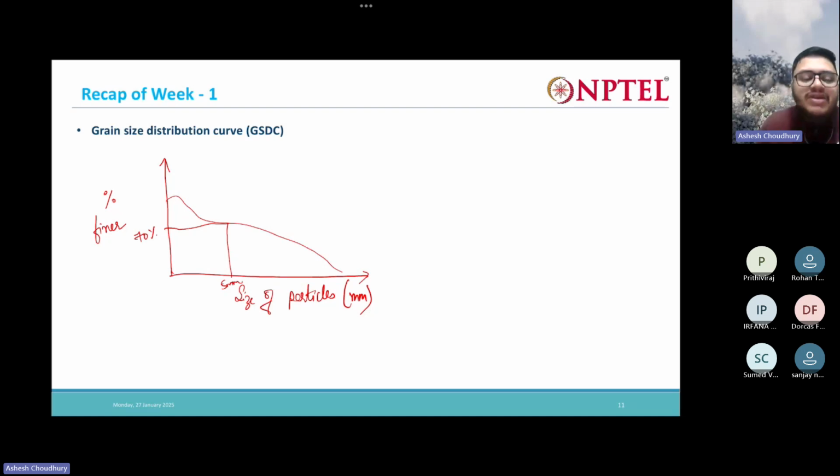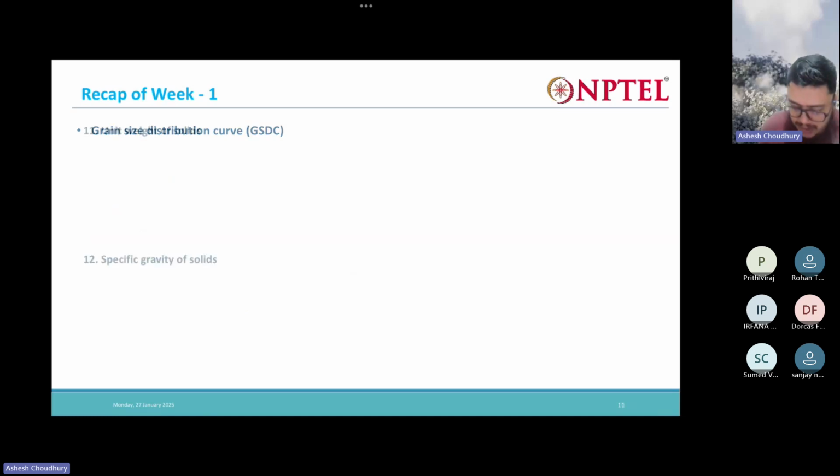Now that weight divided by the total weight, multiplied by 100, will give you the percentage of weight retained on each sieve. Now 100 minus that percentage is going to give the percentage finer, that is the percentage of weight that is finer than that size. Very simple.